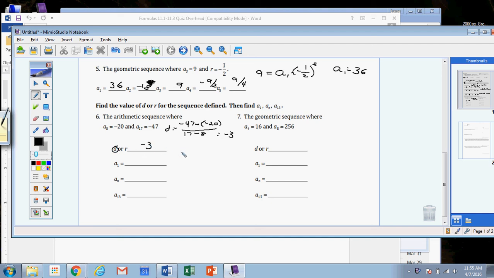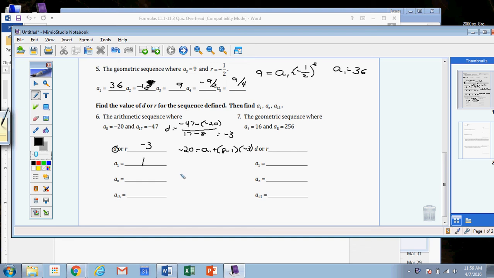Now let's try and find a1. Well, we know a couple of our terms. Let's choose the 8th term. So we say negative 20 equals a1 plus, well, this is the 8th term, so 8 minus 1 times our d value, which is negative 3. And when we solve for a1, we get a1 equals 1.